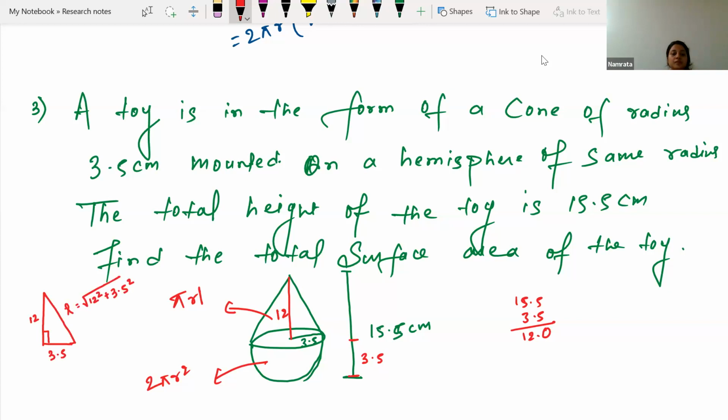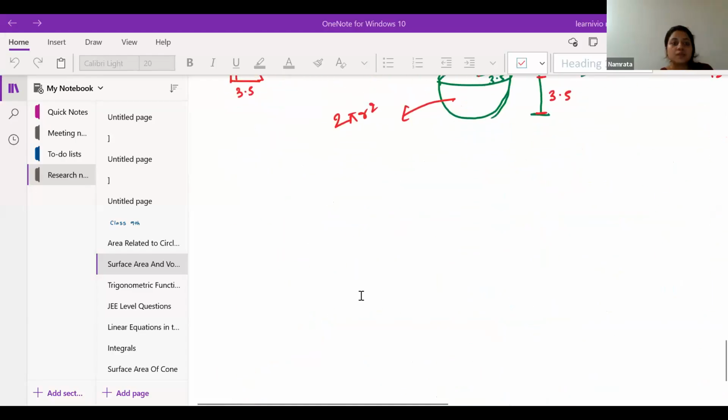Will you be able to take it out? Yes, Madiha and Jasleen. Do I need to do it or will you be able to continue from here? Okay, I'm leaving this for you. Try it. Let's move to the next question.